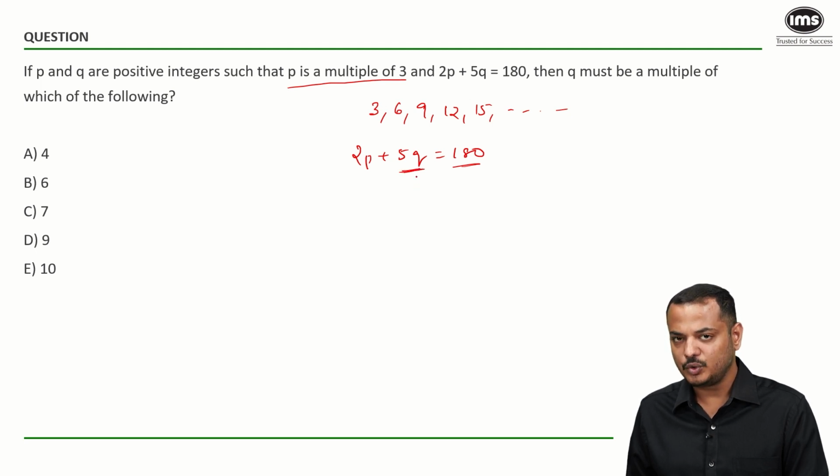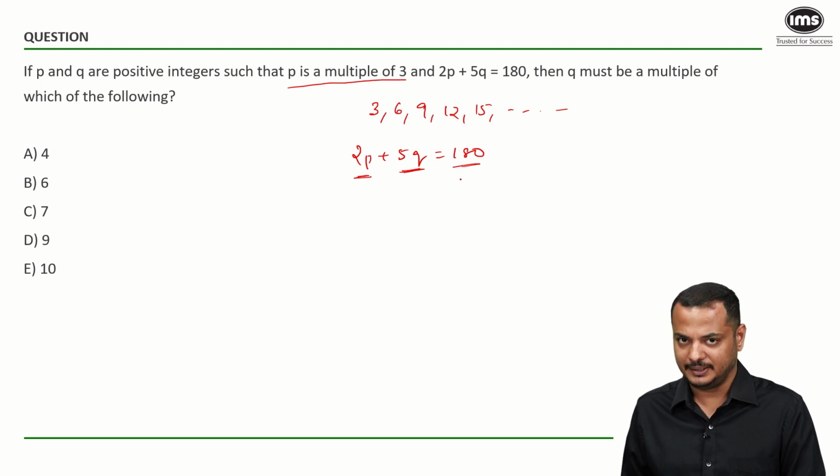Because if 5Q ends with 5, then 2P also should end with 5. And that is simply not possible. Why? Because 2P is going to be an even number. This means 2P is some number that ends with a 0. 5Q is also some number that ends with 0, so that the resultant you get is 180.